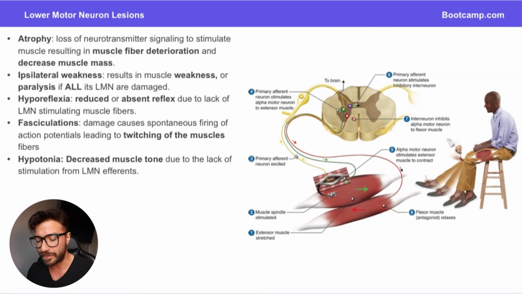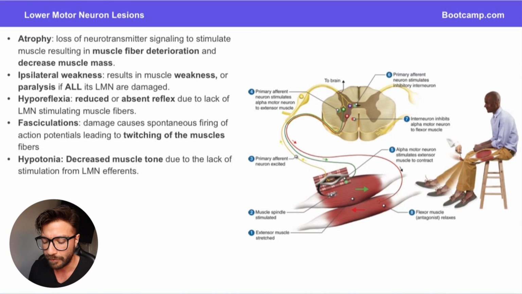We'll also have fasciculations. Now, fasciculations, this is essentially just twitching of the muscle fibers. And this is caused by spontaneous firing of action potentials at that neuromuscular junction, stimulating those muscle fibers, causing the muscles to twitch. And this is due when we have damage to portions of a lower motor neuron. It's going to cause spontaneous firing of those action potentials, and you're going to see kind of like twitching at those muscles.